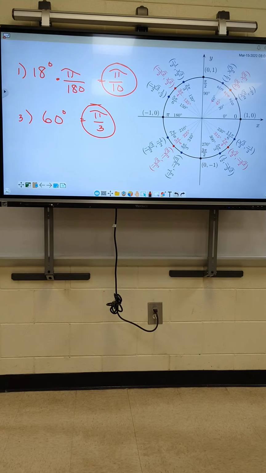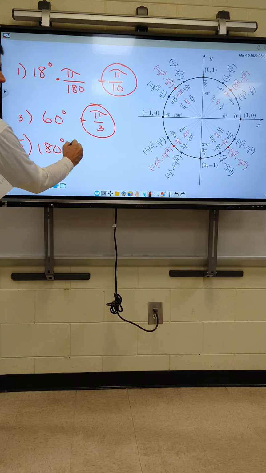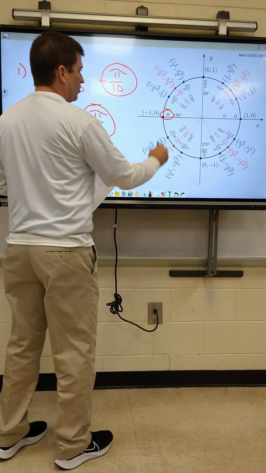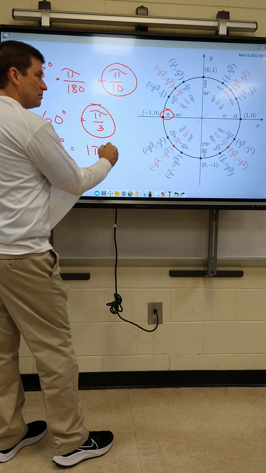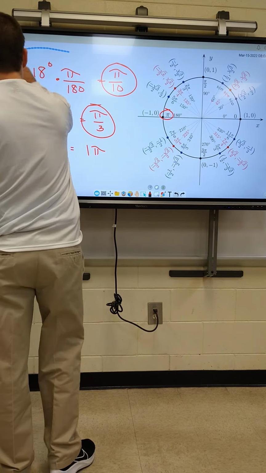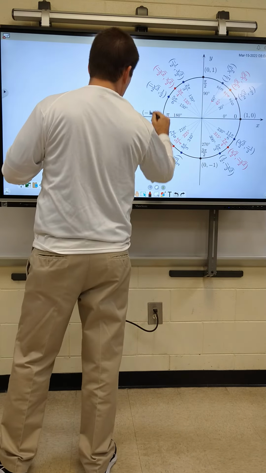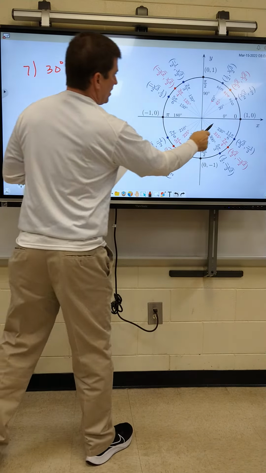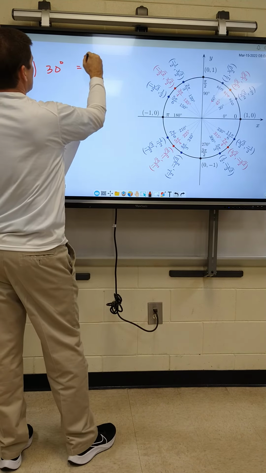All right, so there's a lot of these that you can just use your circle. Number 5, 180 degrees. What's the radian? Where's 180? Here's 180, 1 pi. You have to put a 1 in front of pi? No, but you know it's there, right? All right, let's go to 7. 7's 30 degrees. Again, that's right here. 30 degrees is pi over 6.